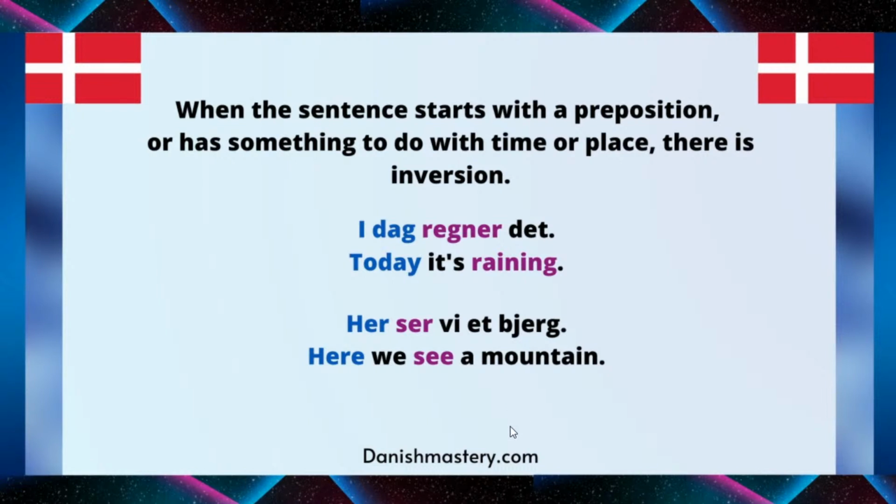Or "Her ser vi et bjerg." Here we see a mountain. Because "her" is like a location. Like it's a place. Here, there, over there, under there, on the side. All that creates inversion. Right? When we start with that. So "Her ser vi et bjerg." Yeah, it's kind of easy, isn't it? "I dag regner det. Her ser vi et bjerg."